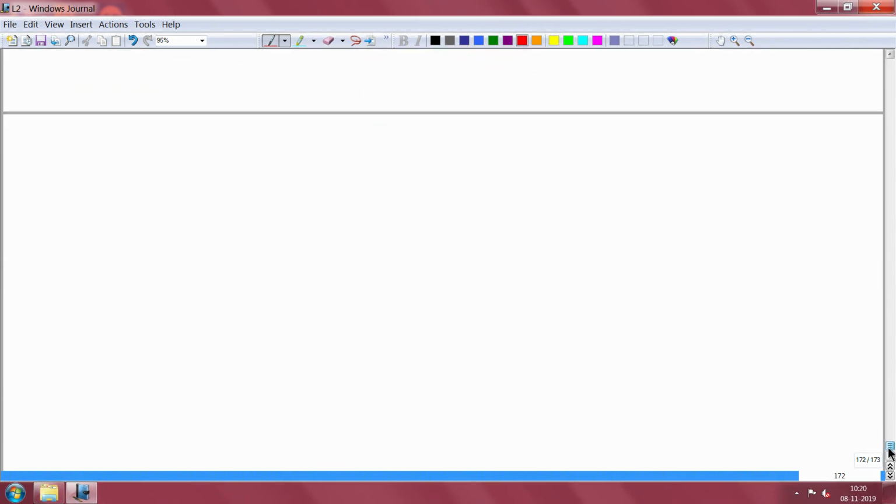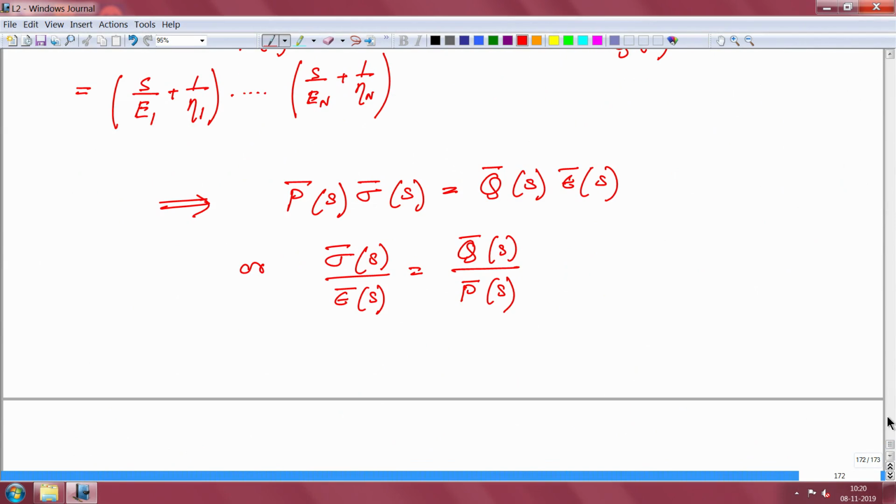So, we will end here, and in the next class we are going to take a look at the solution process and the different functional forms of the stress relaxation function and the creep compliance.